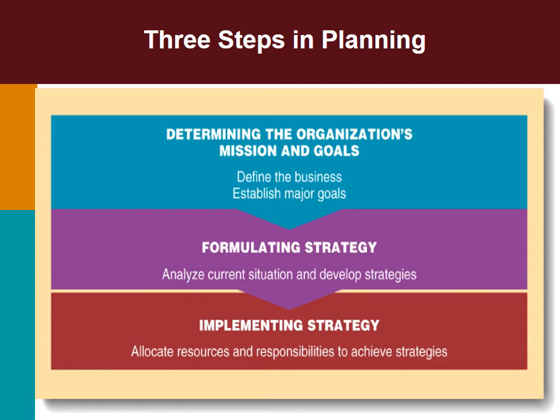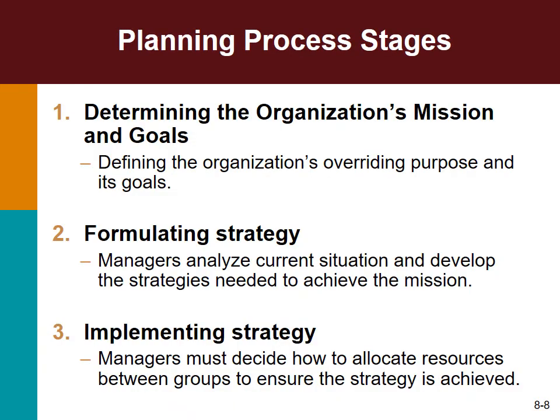So we have steps in the planning process. Number 1, in some detail, determining the organization's mission and goals. This means identifying the organization's overall purpose and its goals. This is step number 1 in the planning process. Step number 2 in the planning process, formulating strategy. The manager analyzes the current situation and develops the strategies needed to achieve the mission.